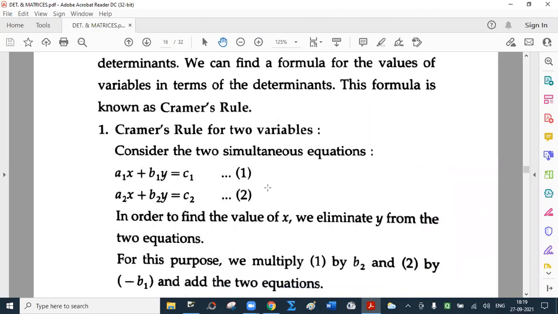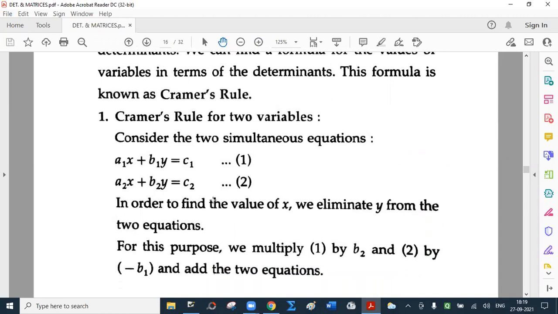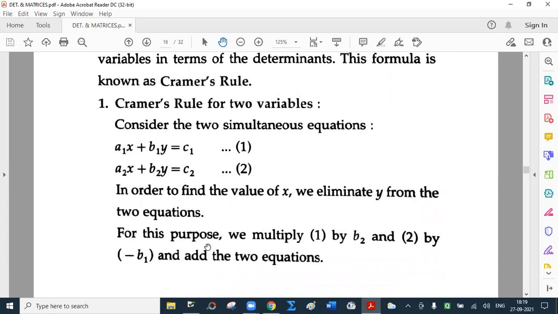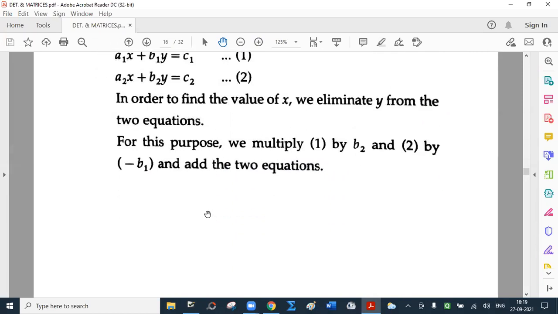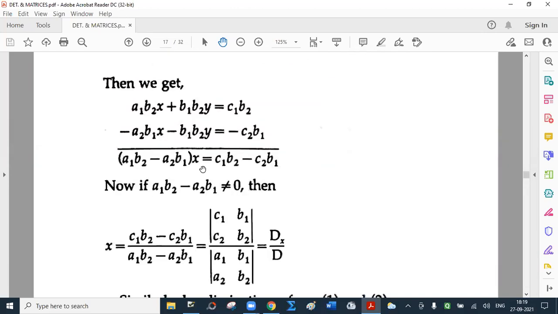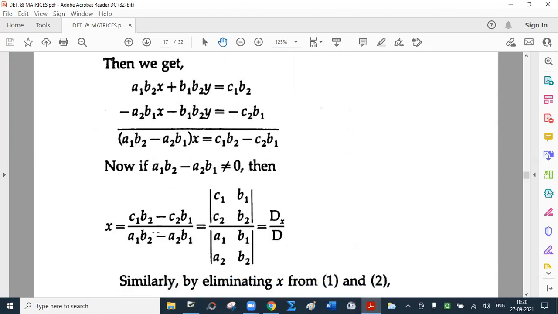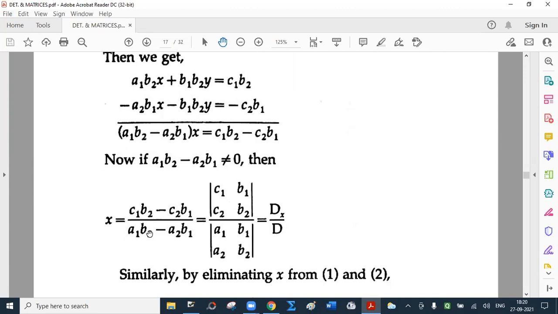We eliminate one of the two variables. Suppose we want to eliminate y. So we multiply first equation by b2 and second equation by b1, or here they say by minus b1. So add the two equations after doing this. So what we get is this. Suppose this part is not 0, divide to get this one. Note that numerator c1b2 minus c2b1 is the value of this determinant and denominator is the value of this determinant.